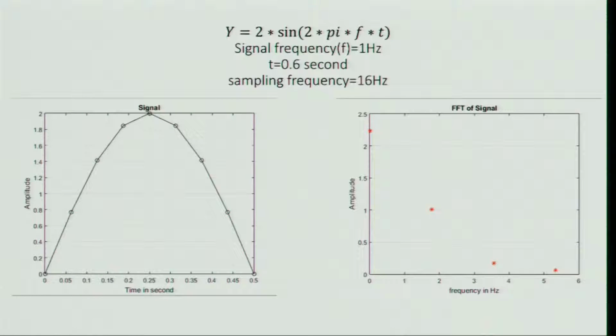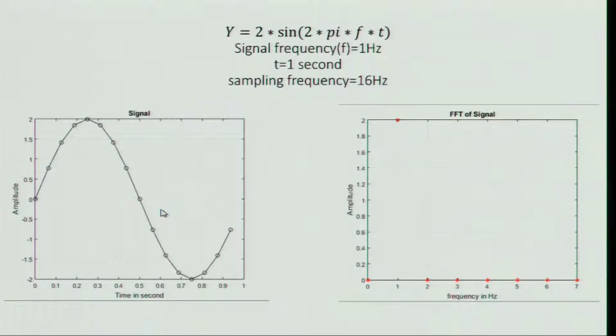The real solution should have been that all these values are actually 0, and I should have had only one peak at 1 hertz, and its value should have been 2. So what this means is that this signal is still too short. So then I increase the signal to slightly less than 1 second, and I have 16 points.